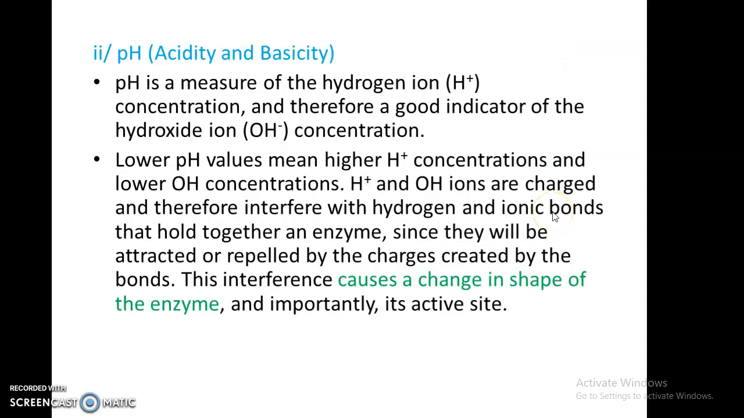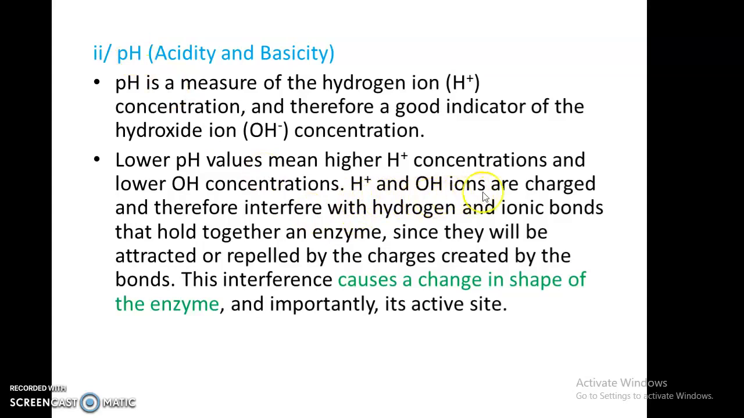The other factor is pH, that is a measure of acidity and basicity. pH is a measure of the hydrogen ion concentration and therefore a good indicator of the hydroxide ion concentration. Lower pH values mean higher hydrogen ion concentrations and lower hydroxide ion concentrations. Since pH means power of hydrogen, it is measuring the hydrogen ion concentration.